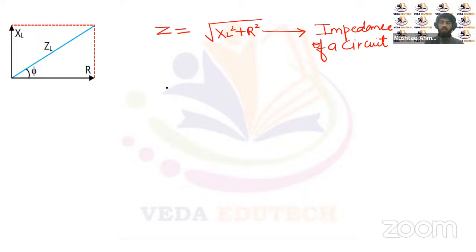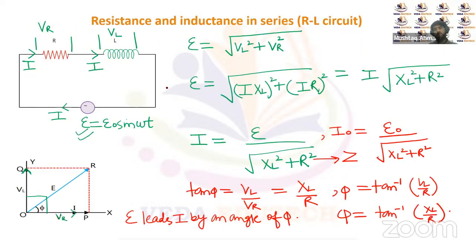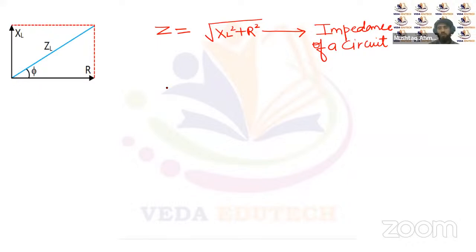This is how we calculate the current through the series LR circuit, and how the voltage is leading the current, right? Or the phase difference between the voltage and current, and the total resistance or the total impedance of the circuit, that's the square root of XL square plus R square. So this is the total impedance of this LR circuit.